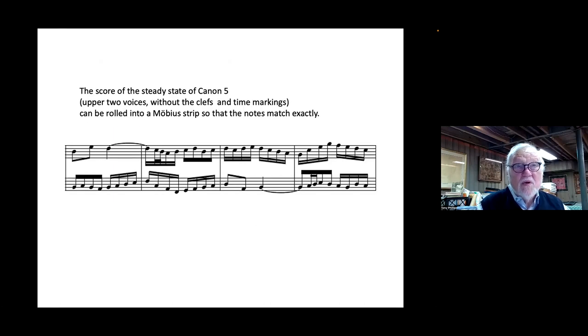So let's take the score of the steady state of the first two voices of canon 5. And I'm just looking at the upper two voices without the clefs and the time markings. Then I can roll it into a Möbius strip so that the notes match exactly. Because remember, this satisfies the criterion I just mentioned, that the second half is the mirror image of the first half. And you can actually do this.